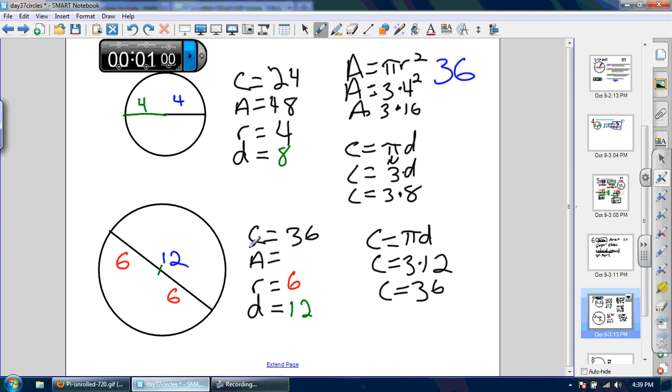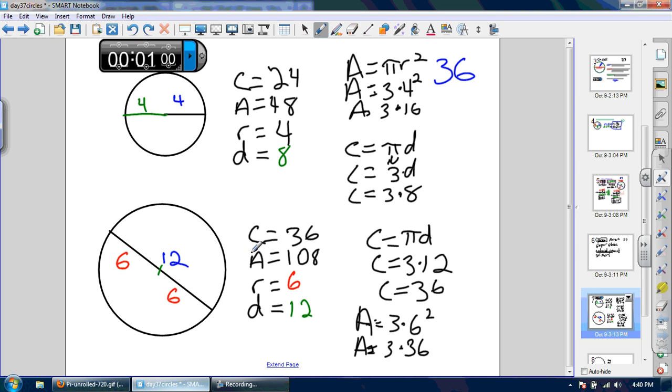Right? And then area of this one would be 3 times the radius, which is 6 squared. 6 squared is 36, times 3. And then 3 times 36 we could work out is 108. Okay, again, if we didn't get area, that's okay. We're going to spend all day on area tomorrow. So that's it. That's circles. That's circumference, radius, diameter, and a little bit of area.